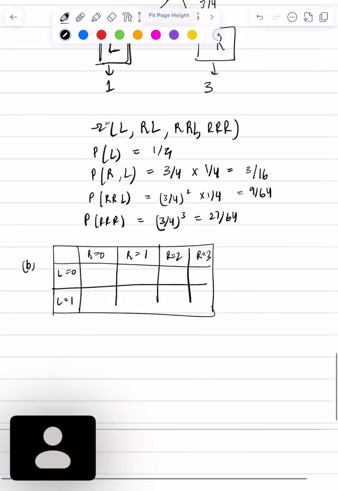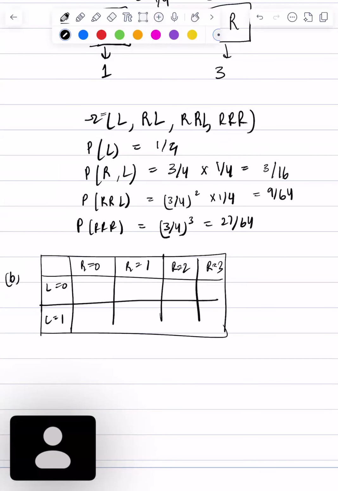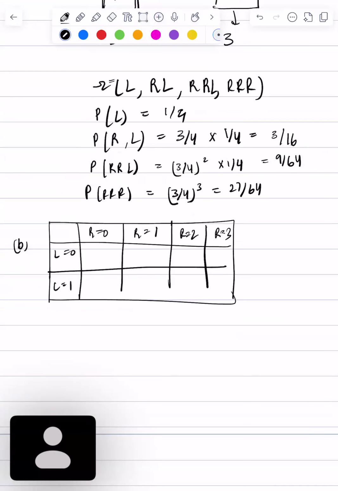So we know that in the sample space, there's no way that I don't put any trash. So the probability that R is 0 and L is also 0 is just 0. Also, other ones don't happen, so this one is also 0, this one is also 0. But this does happen, that R is 3 and L is 0, which is this one right here. The probability of that happening is 27/64.